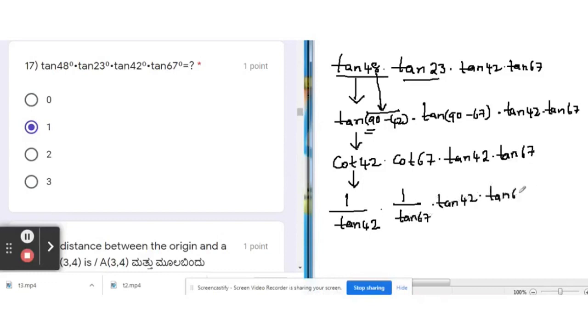So they can easily be cancelled. The reason is one is in the denominator and another is in the numerator. Tan 67, tan 67, tan 42, tan 42 got cancelled. So what is remaining? 1. So the correct option for this question is 1.